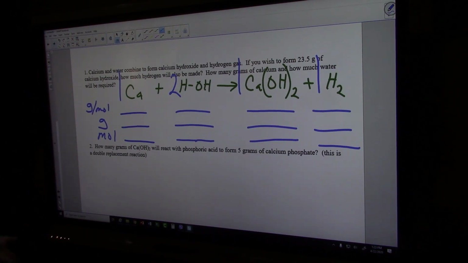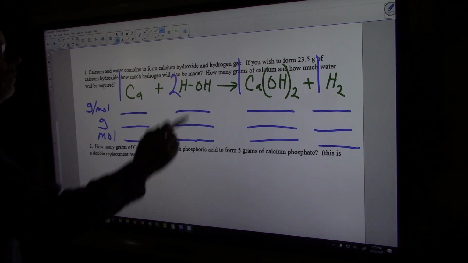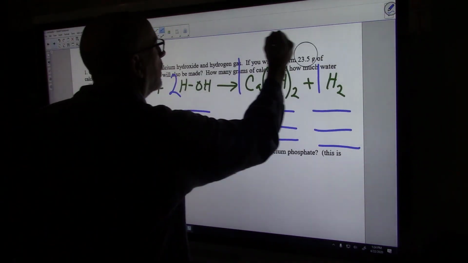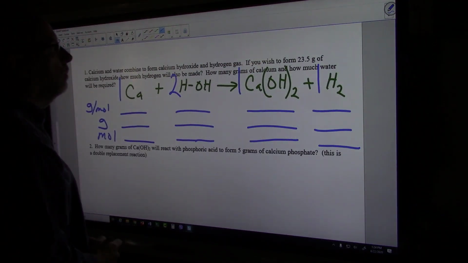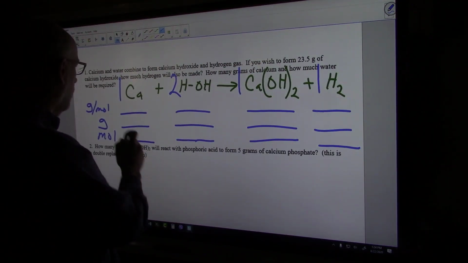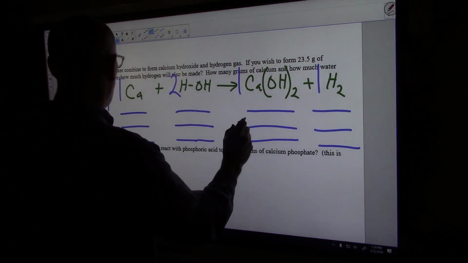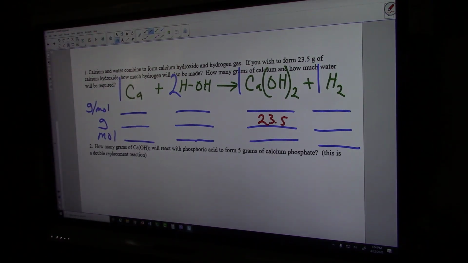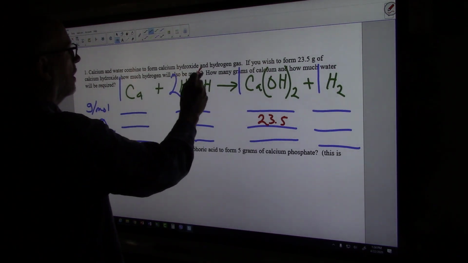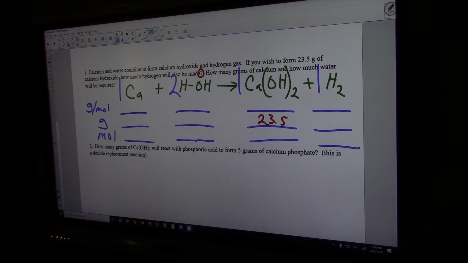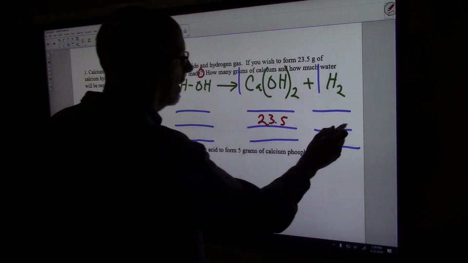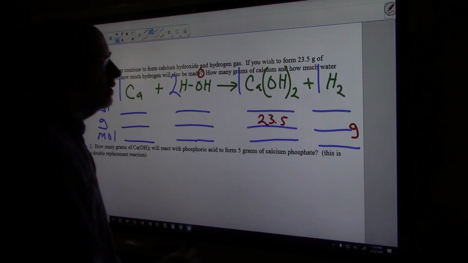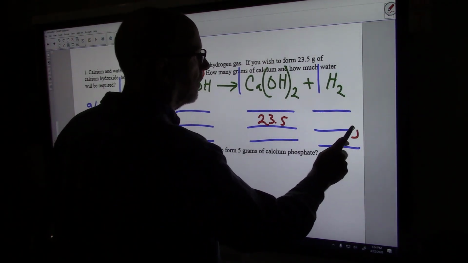Let's figure out what the question is asking for and figure out what our handle is on how to do this. We want to form 23.5 grams of calcium hydroxide. 23.5 grams, all right? That's what I'm aiming at, 23.5 grams, because of how much hydrogen will also be made. Okay, so the first question says, hey, just how much hydrogen? So we have to figure out how much that means in grams. How many grams of hydrogen will we make at the same time?